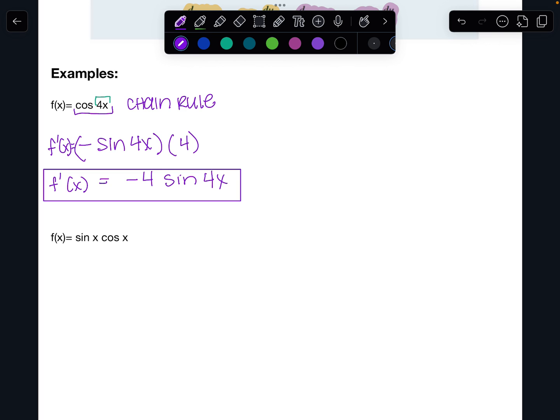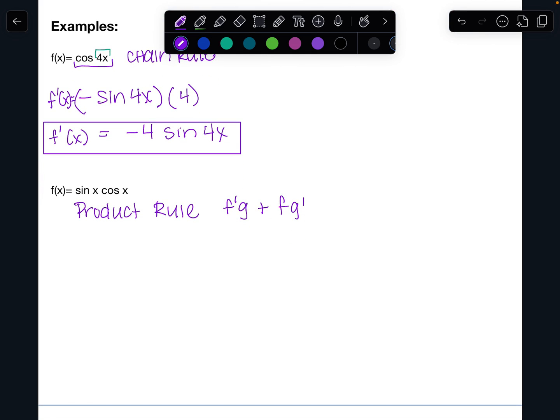Now for this one, it's a little more complicated because we're going to use the product rule, which is f prime g plus f g prime. Or I wrote that backwards. f g prime. There we go.